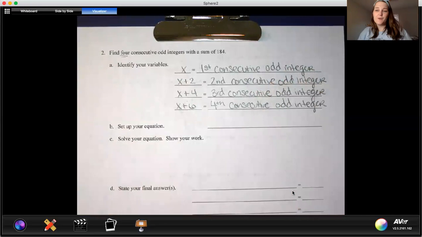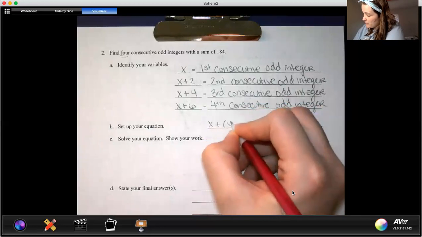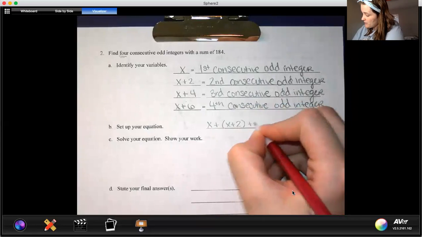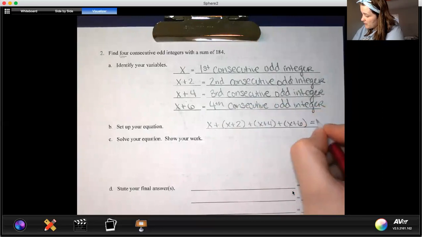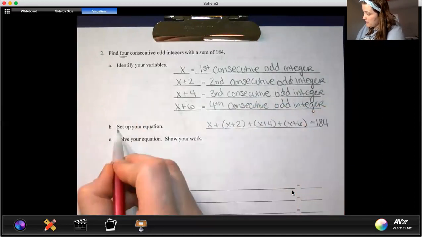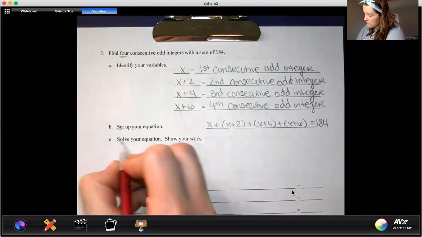Okay, so now we have all our variables identified. So now we need to set up our equation. Okay? Well, if they're consecutive integers, we already had that set up. Then we have a sum of 184. So that means all 4 of these numbers add up to be 184. So we have X plus, and you want to separate it, so use parentheses, X plus 2 plus X plus 4 plus X plus 6, all equals 184. And again, step B is only just setting up your equation. Step C is where you solve it.